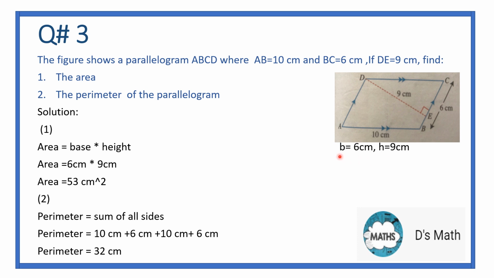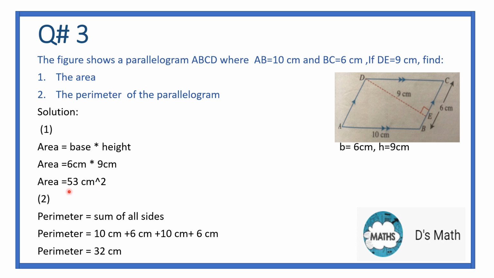So we have replaced base is equals to 6 centimeter and height is equals to 9 centimeter. We will use the formula, area is equals to base into height. We will put the values of base and height. Then you will multiply 6 with 9. You have the answer 53 centimeter square.